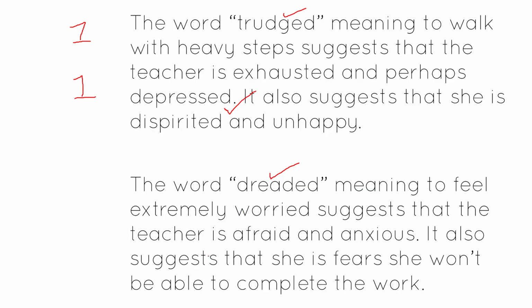And linking further down here, getting the idea of fear. And I had anxiety as well. So 1 mark for dreading, and 1 mark for the explanation, and that gives me my total of 4 marks. So this candidate scores 100%.